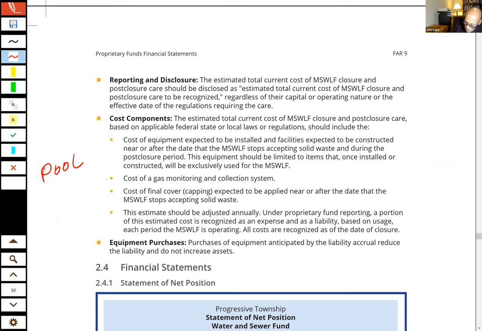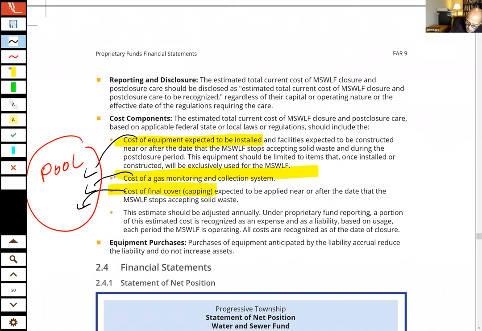So they'd put all these costs into a pool and they would have to estimate, okay, the cost of the gas monitoring, the cost of the final capping and covering. And they would need to put those kinds of costs into this pool, cost of equipment that they may need to install to clean this thing up. And they put all those costs into a pool. And then what they do is they use that estimate and they adjust it annually. And a portion of the estimated cost is recognized as an expense and a liability based on usage. Okay, so go ahead and flashcard the nature of cost that would go into the pool.